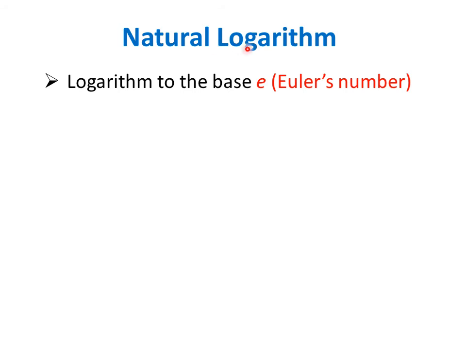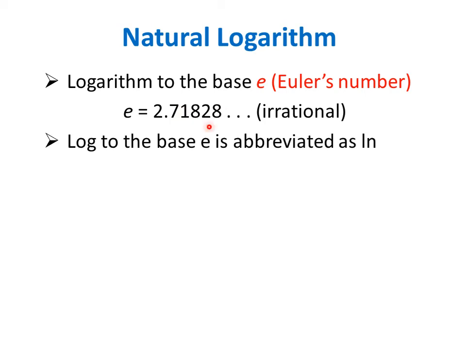We have another type of logarithm. The natural logarithm is the logarithm to the base e, which is the Euler's number. The Euler's number e is an irrational constant with a value of 2.71828 and so on. Now, in natural logarithm, the log to the base e is abbreviated as ln, such that log to the base e of x is equal to ln of x. So if you are given ln, that simply means log to the base e.